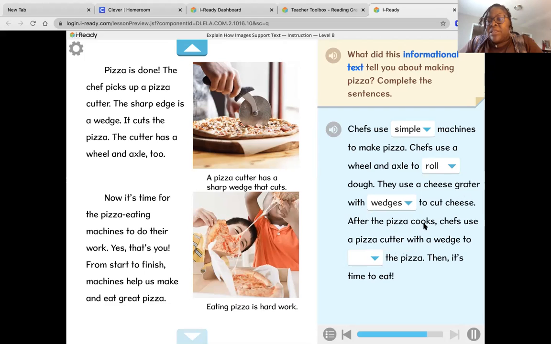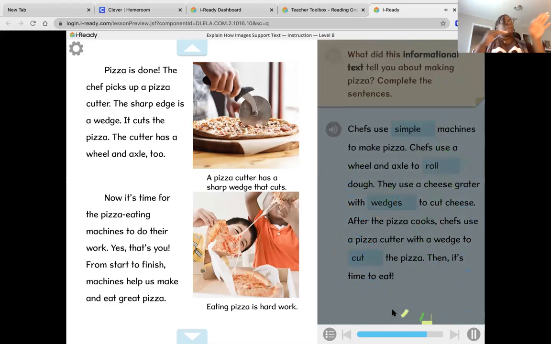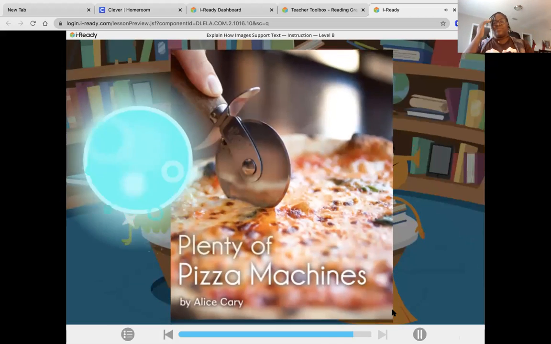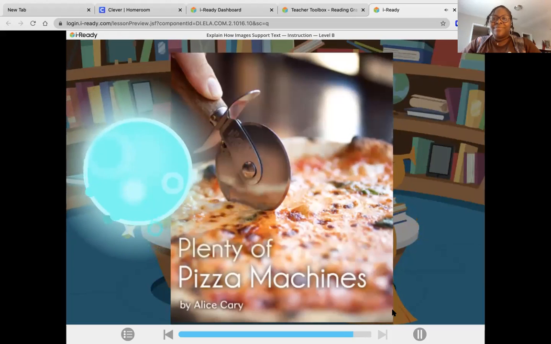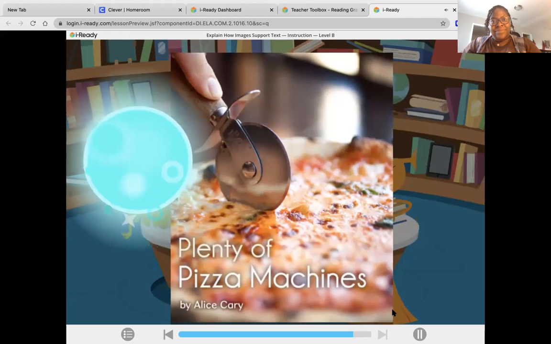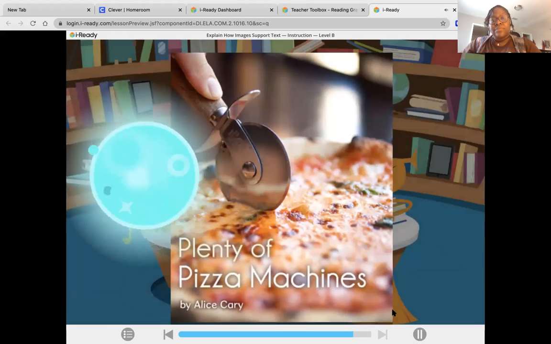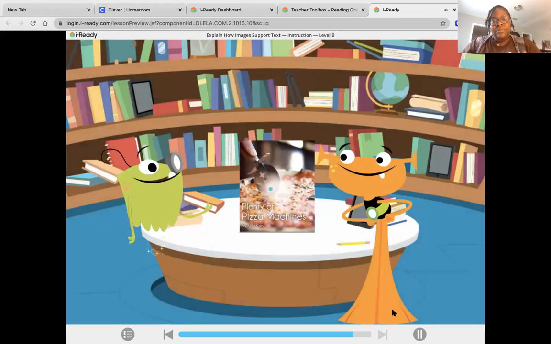After the pizza cooks, the chef uses a pizza cutter with a wedge to blank the pizza. We know he uses it to cut the pizza, and then it's time to eat. That's it. Now that's surprising. I never knew so many simple machines are used to make delicious pizza. What will you read about next?